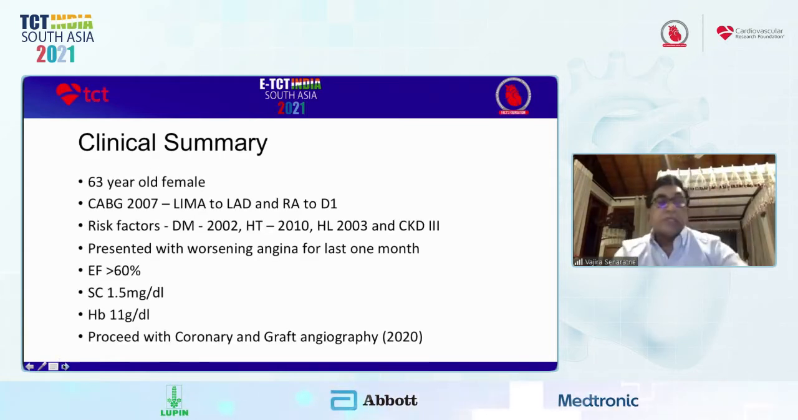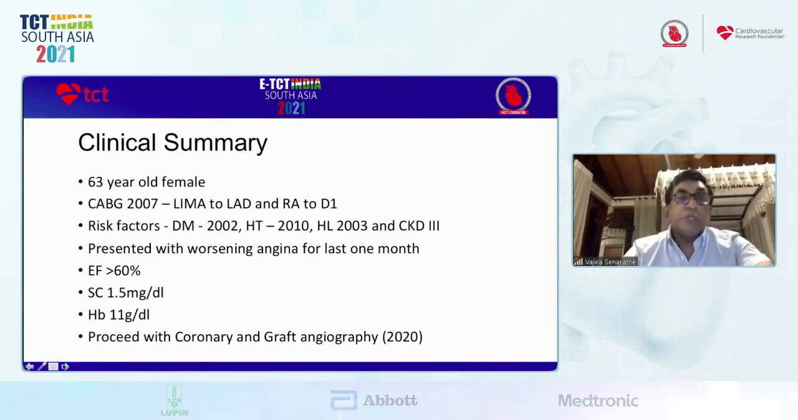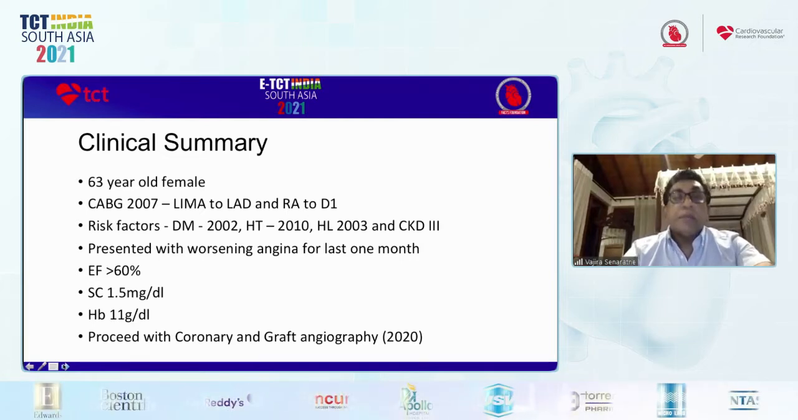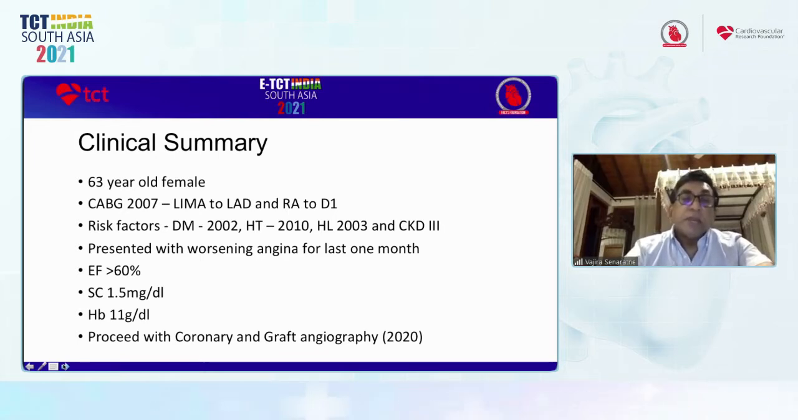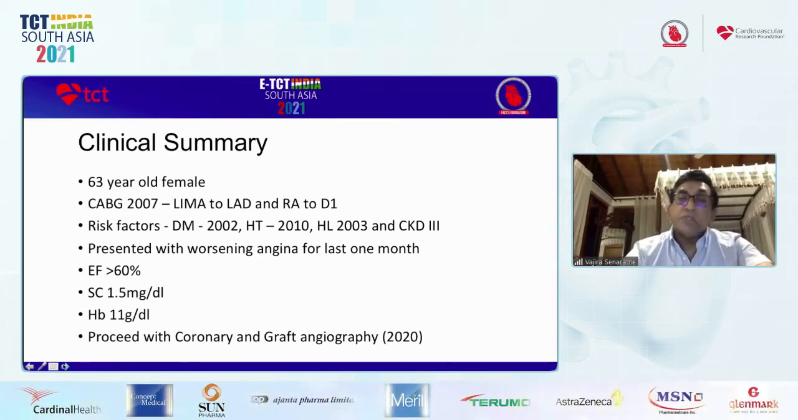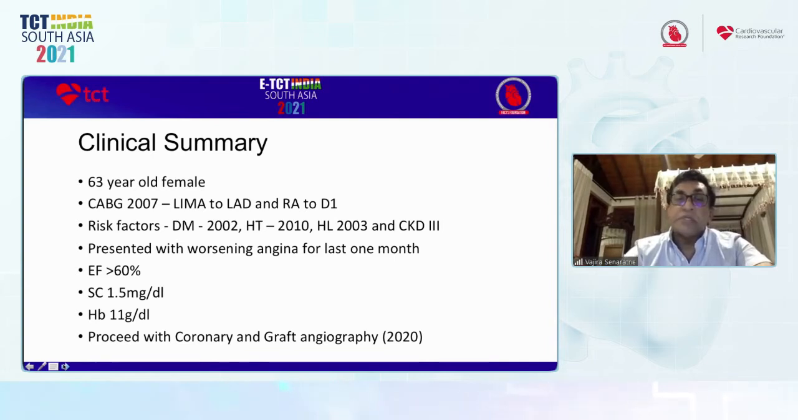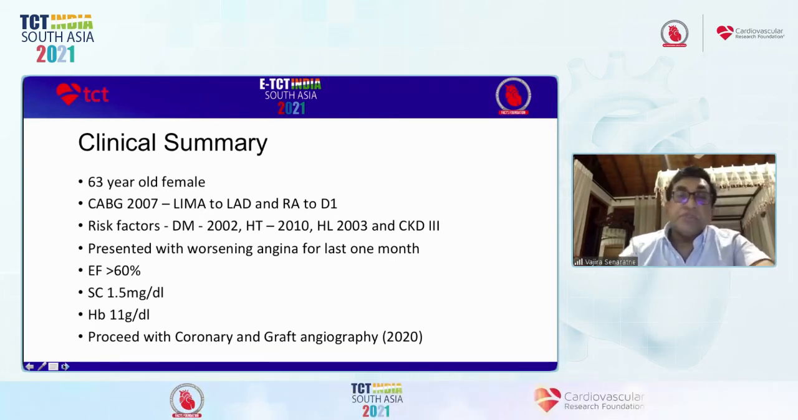This is her clinical summary. This is a 63 years old female. She had bypass surgery in 2007. She had two grafts, Lima to LAD and radial artery to D1. She had multiple risk factors: long-standing diabetes since 2002, hypertension since 2010, and hyperlipidemia. As a result of diabetes, she had CKD stage 3.